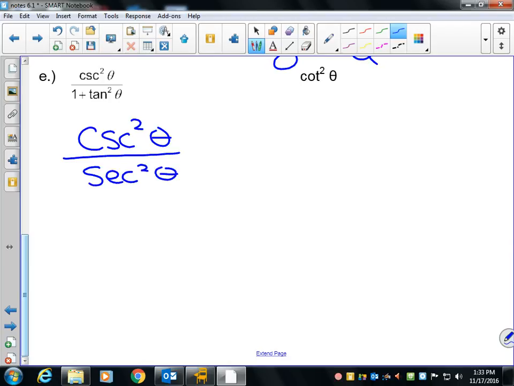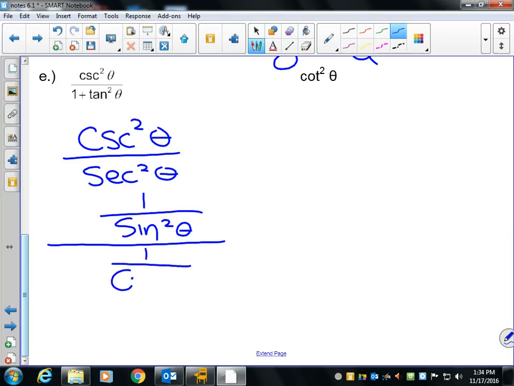Now this is all fine and dandy. Do we have anything that we know about tan? We have to get cotangent. What's cosecant squared? What is cosecant? 1 over sine, right? So I can write this as 1 over sine squared, can I not? What can I write secant squared as? 1 over cos squared. What happens when you divide by a fraction?